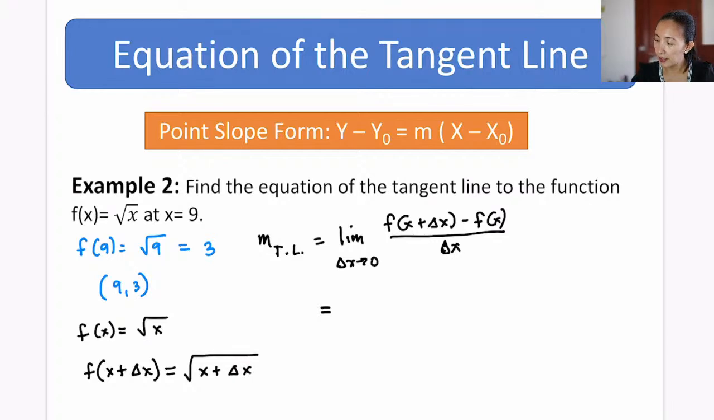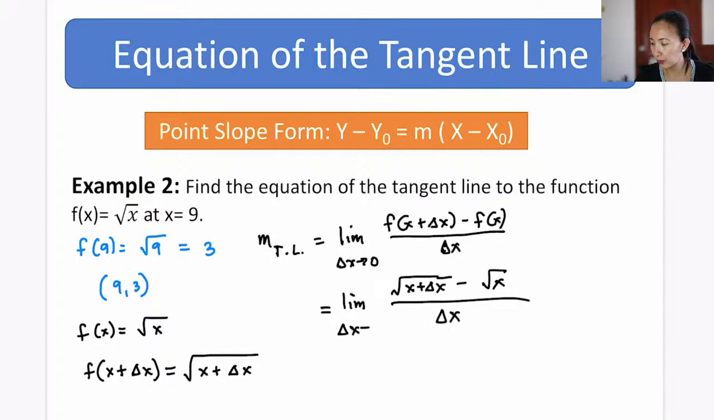So, let's substitute. This will be limit of the square root of x plus delta x minus the square root of x all over delta x as delta x approaches 0. The question is, how shall we simplify this? This is the problem now. How shall we simplify this?